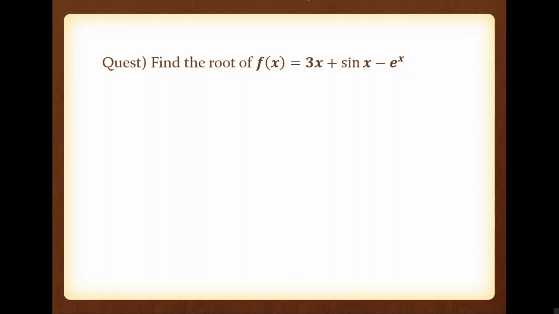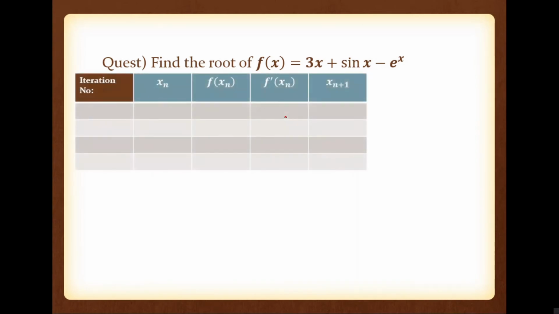So the question is, find the root of f of x is equal to 3x plus sin x minus e raised to x. So again, we are going to draw a tabular column here: the iteration number, then xn, then f of xn, f dash of xn, xn plus 1. So one thing we require, what is that? Initial condition, right? We are going to take 0 as the initial condition. Graphically, you can find it if it is not given. So here we are taking 0 as the initial condition.